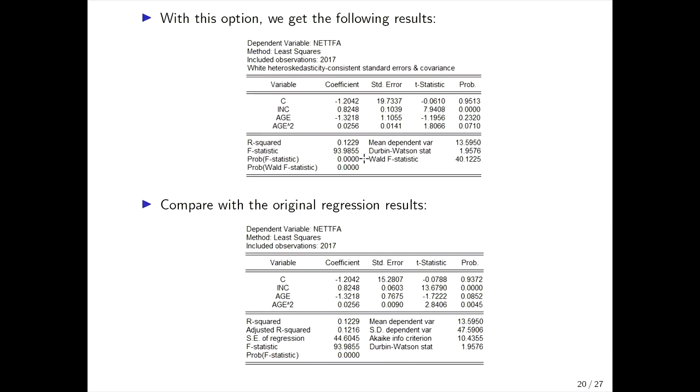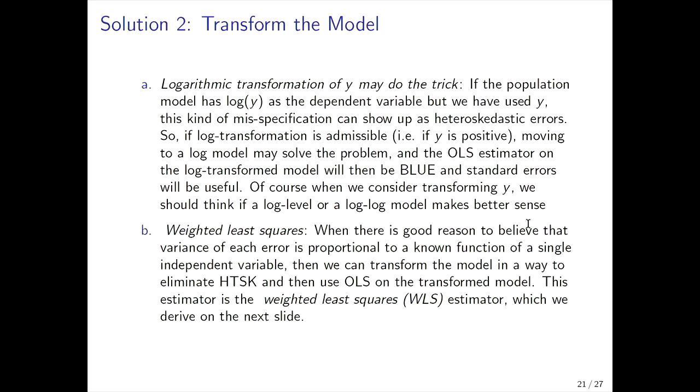And the other statistics, you note, haven't changed. The R squared is the same in both cases. The F statistic for testing the joint significance of the regressors is the same in both cases. Okay, so that's one solution to heteroskedasticity. Estimate by OLS and use White's heteroskedasticity consistent standard errors for your hypothesis tests. And that is now the dominant way of dealing with heteroskedasticity in modern applied econometrics. There's another option available, and that's what we're going to discuss next.